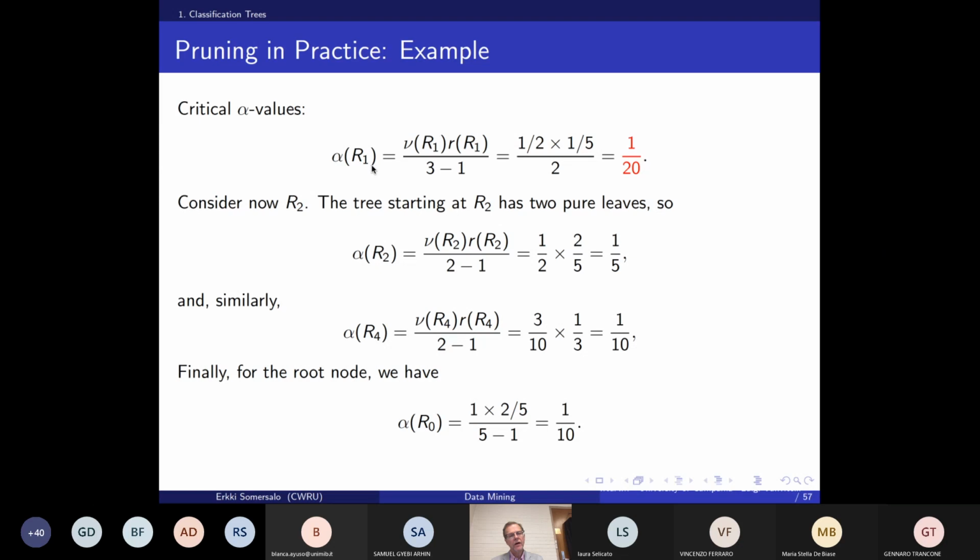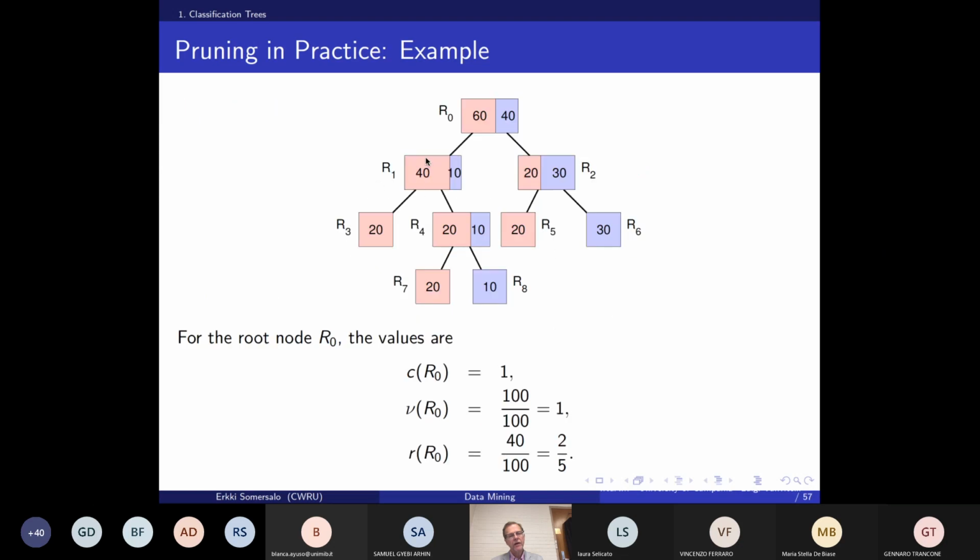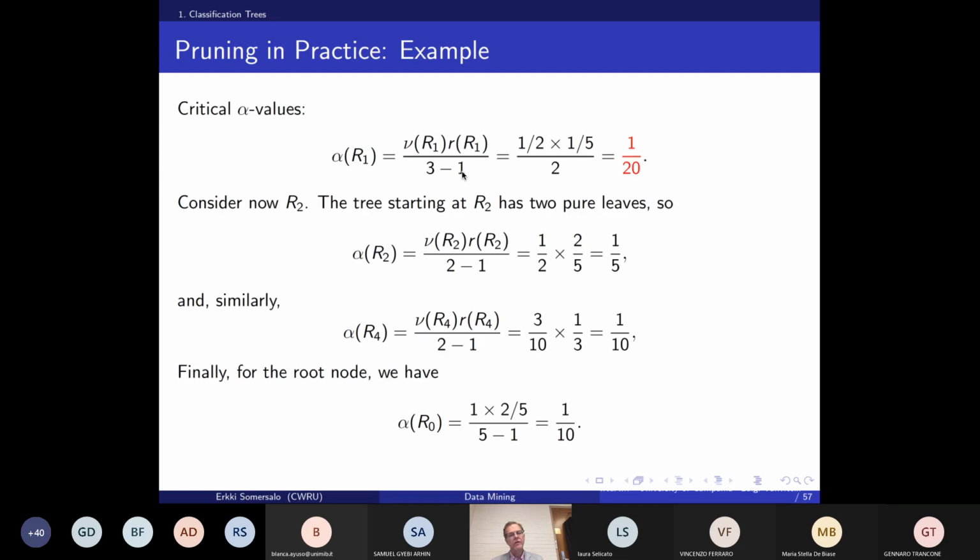So if I cut at R1, let's go back. If I cut at R1, I'm eliminating 3 leaves, and I'm adding 1. So 3 minus 1 is the t prime minus 1 here. So I'm calculating this alpha, and this alpha is now, with the numbers that I just showed you, 1/2 times 1/5 over 2, which is 1 over 20.